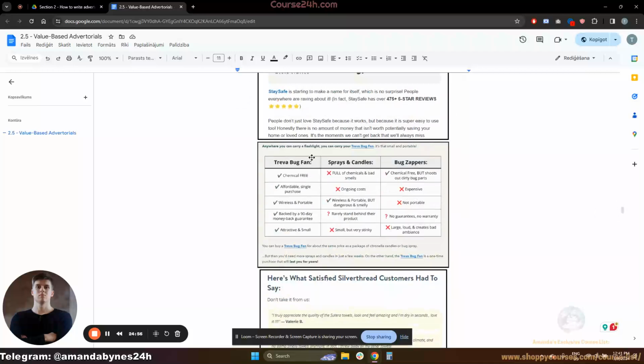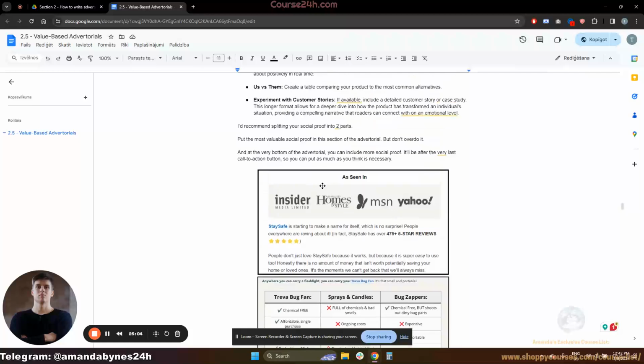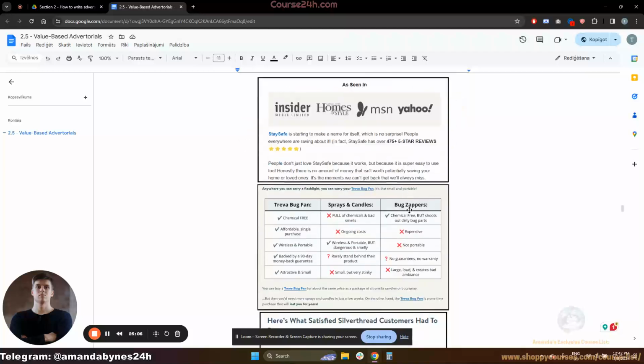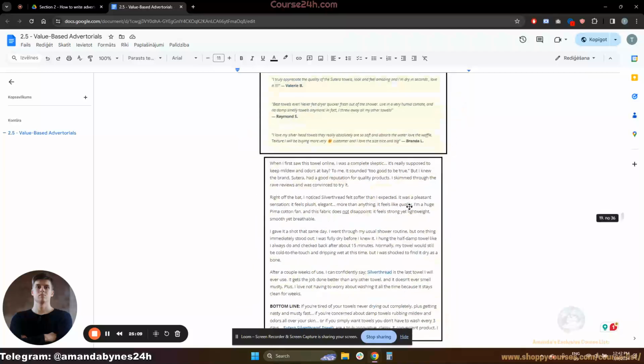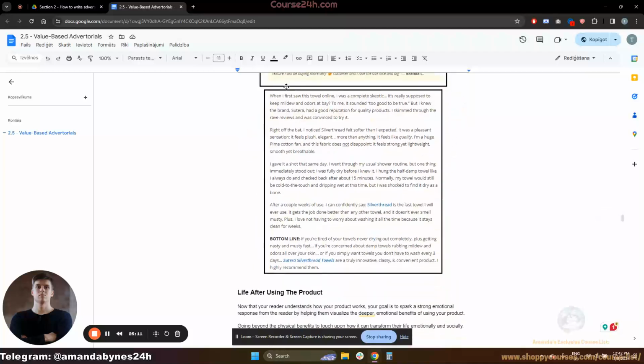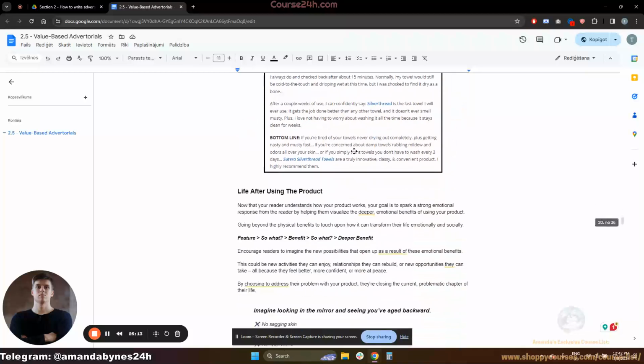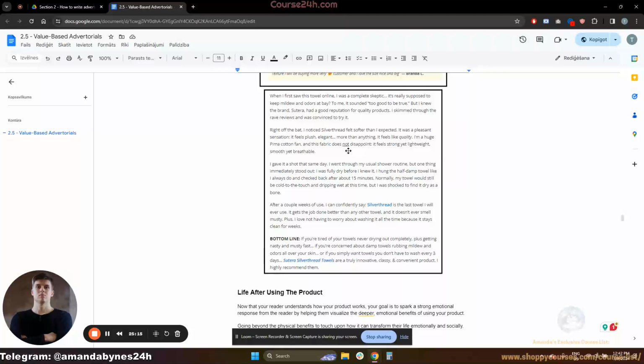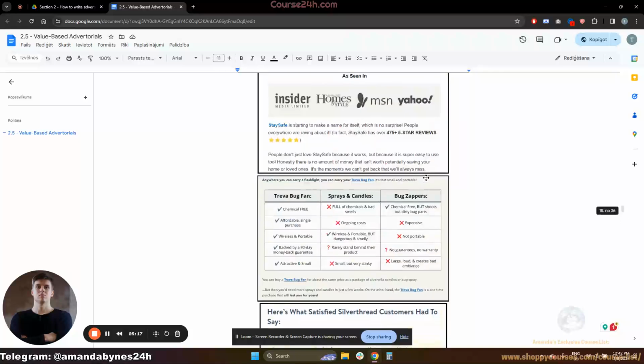This "us versus them" section, make it 5 to 7 aisles long. Don't make it 10 aisles, 15 aisles long. "As seen on," also make it short. Make it easy to consume, basically. For the story, yeah, you can make it longer, so it's more relatable and resonates with the audience more.